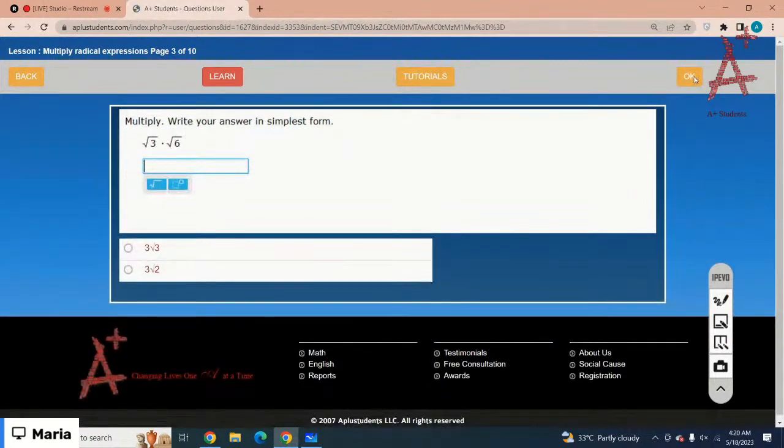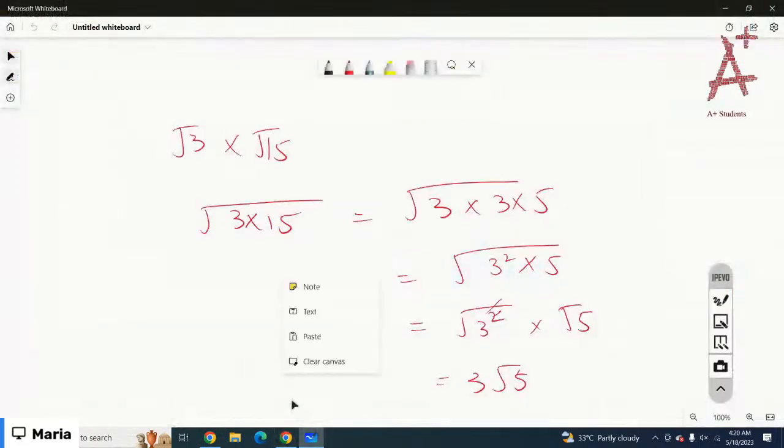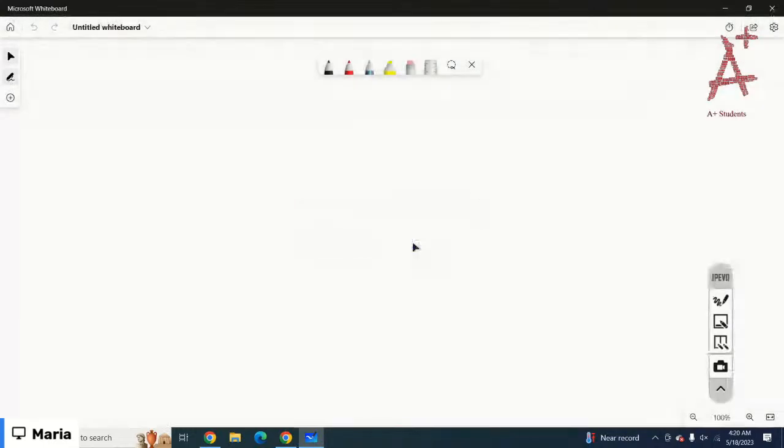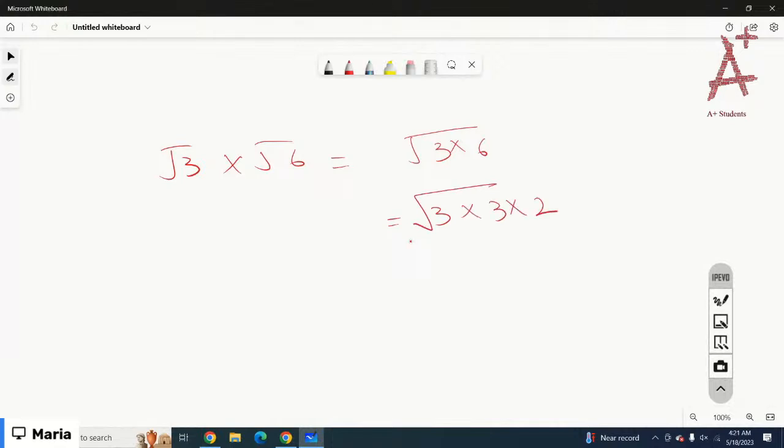Okay, so which is the correct option? Square root 3 times square root 6. Okay, you can write it as square root of 3 times 6. You can then factor out 6, so it would be 3 times 2. Got it? You can make a pair, it would be 3 squared times 2. You can then write them down in separate square roots or radicals. It would be 3 square root 2. The square and square root cancel out, so 3 square root 2 is the correct option.